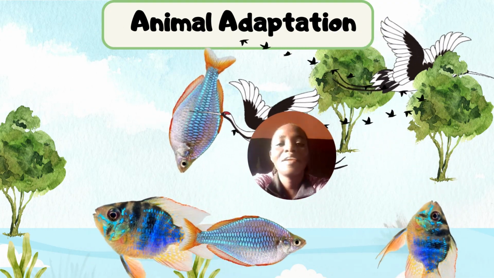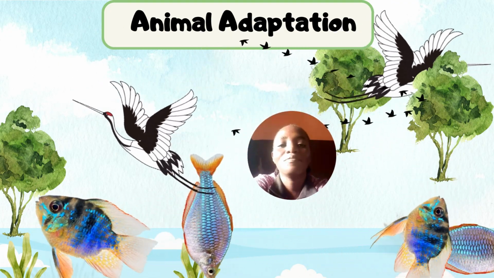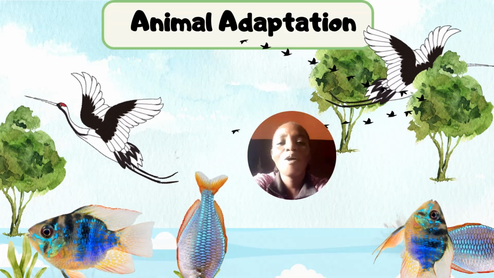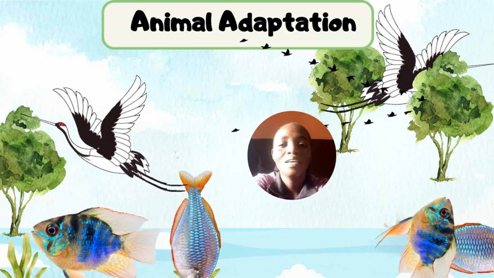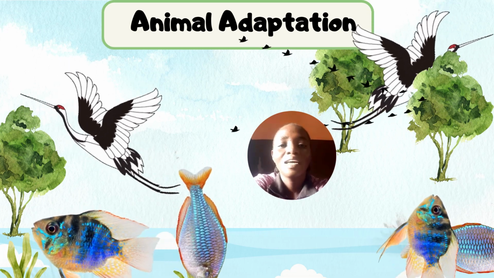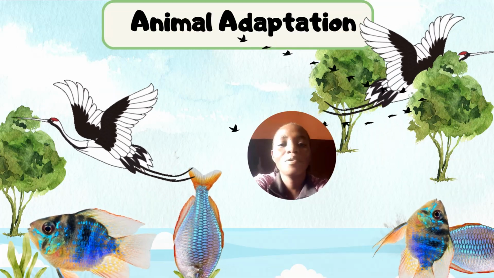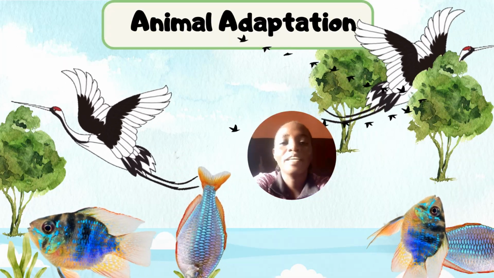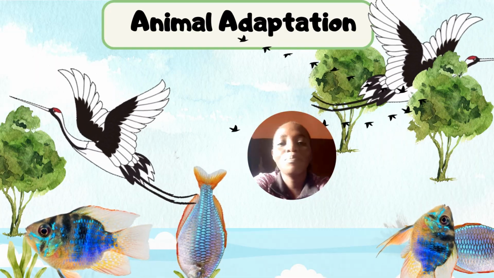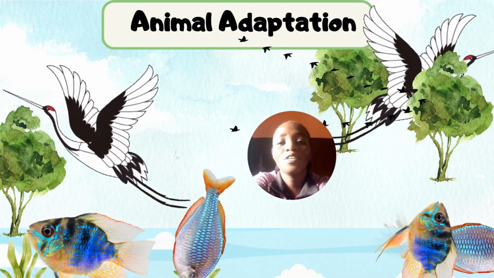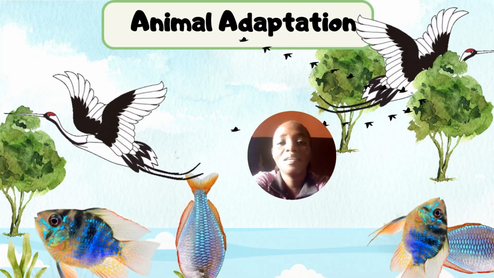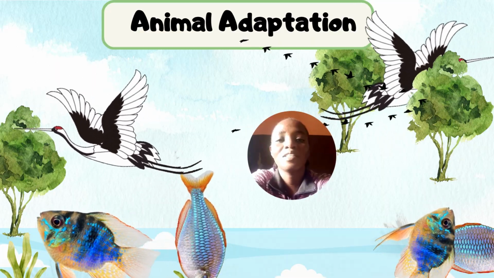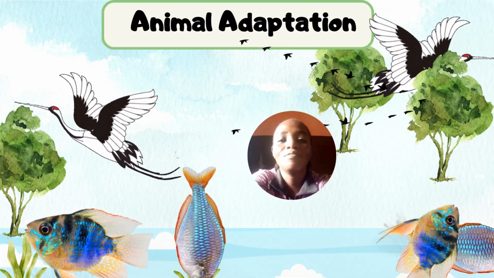How are these animals able to cope in their different environments? How do they adapt? Animal adaptation. Birds, I said they live in the forest and they can fly. How is it possible for them to fly? Birds have wings which enable them to fly. Fishes have fins which enable them to swim in water. They have gills that enable them to breathe when they are in water. So these animals have some features that enable them to survive in their various environments.